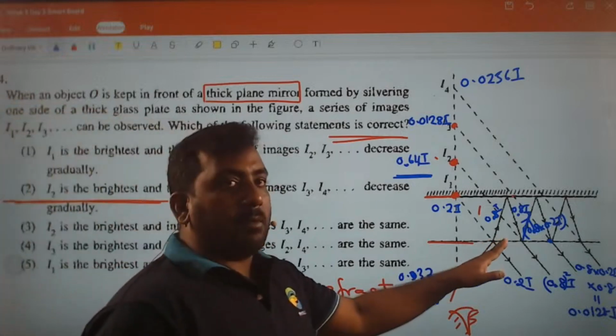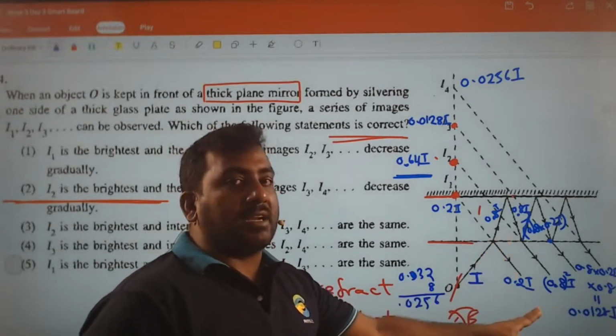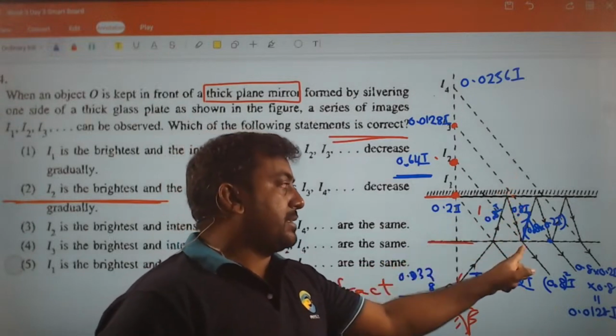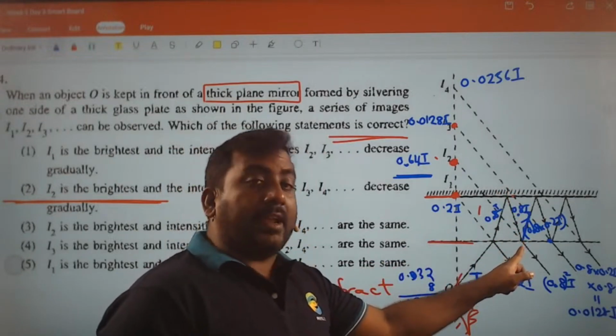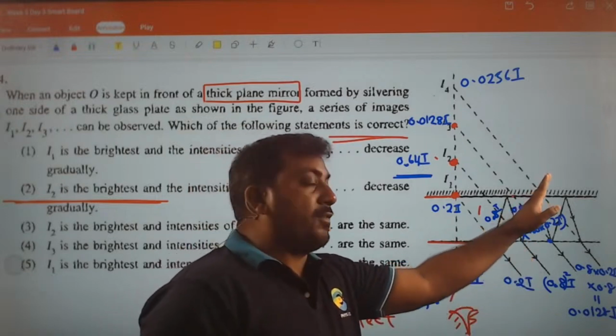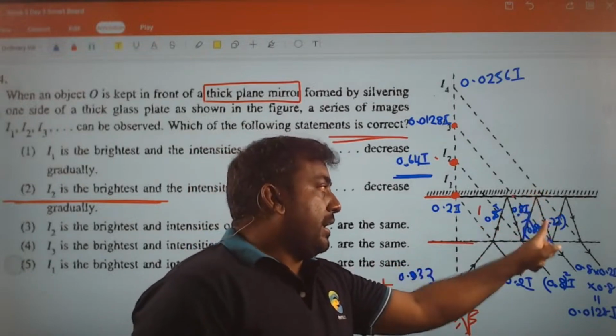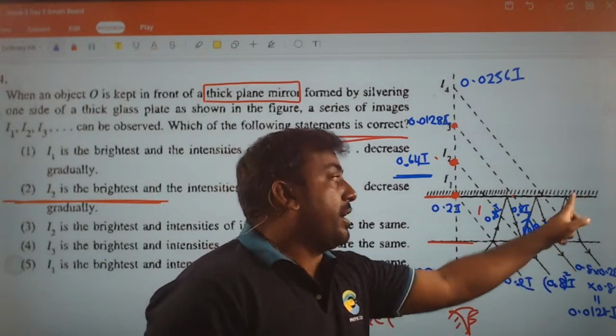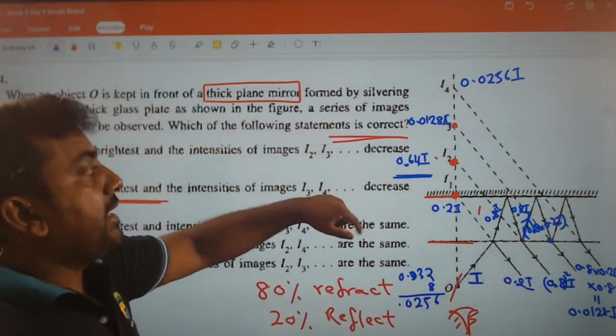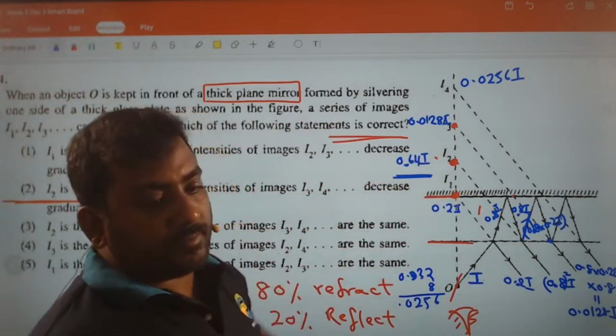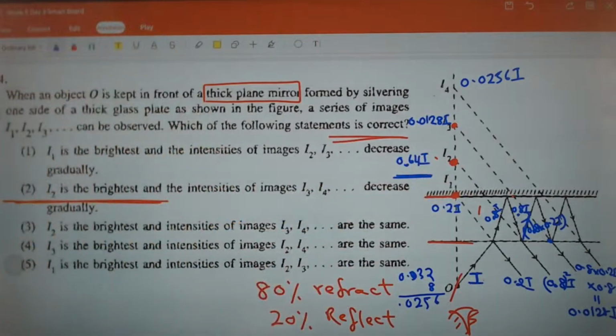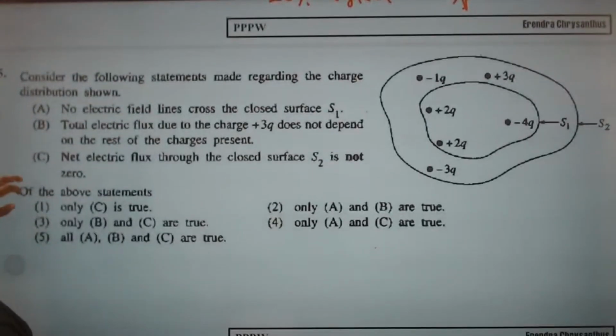So I is coming, 20% will reflect, 80% goes, 80% comes. Out of this, 80% will refract, 20% will reflect. Here comes here, 80% will refract, 20% will reflect. You check and see, the brightest image is I2. Okay, clear? Right.